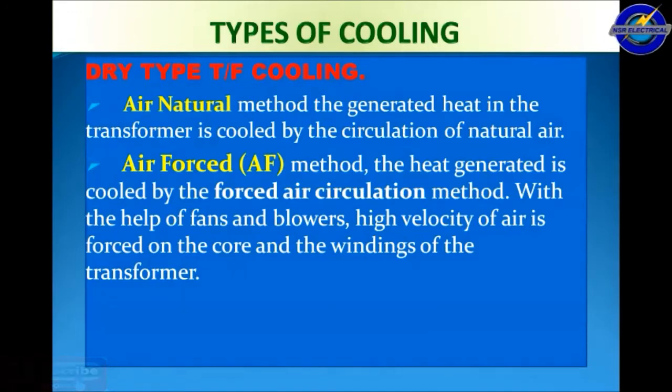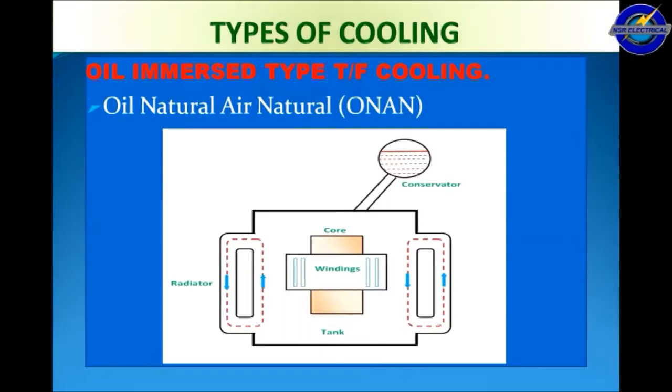In the air natural method, the heat generated in the transformer is cooled by the circulation of natural air. In the air forced method, the heat generated is cooled by forced air circulation. With the help of fans or blowers, high velocity air is forced on the core and winding of the transformer. This is ONAN type.